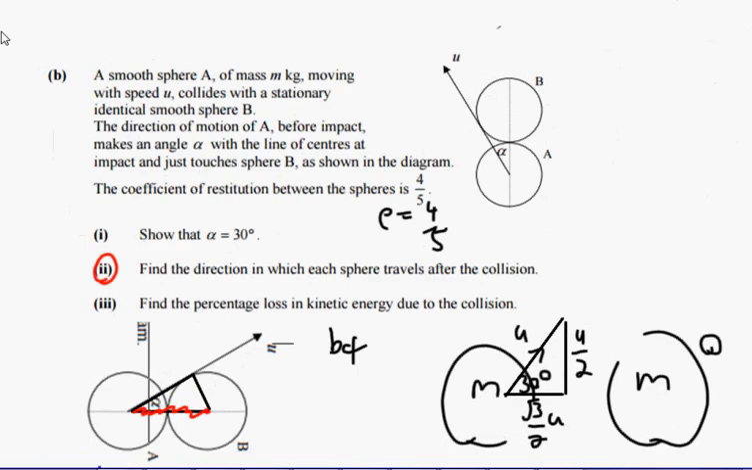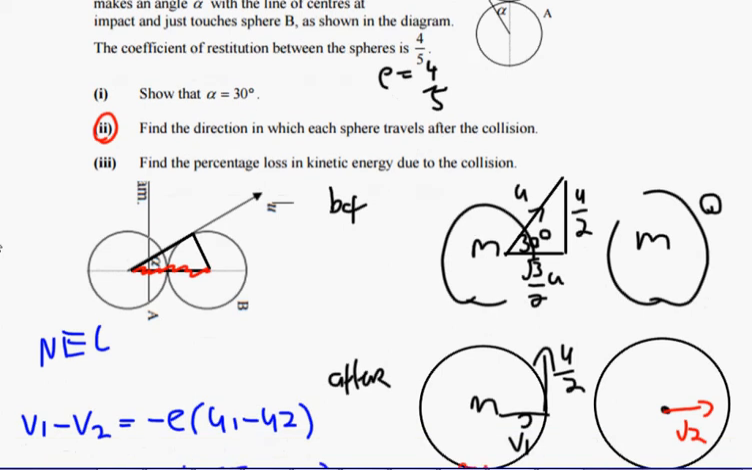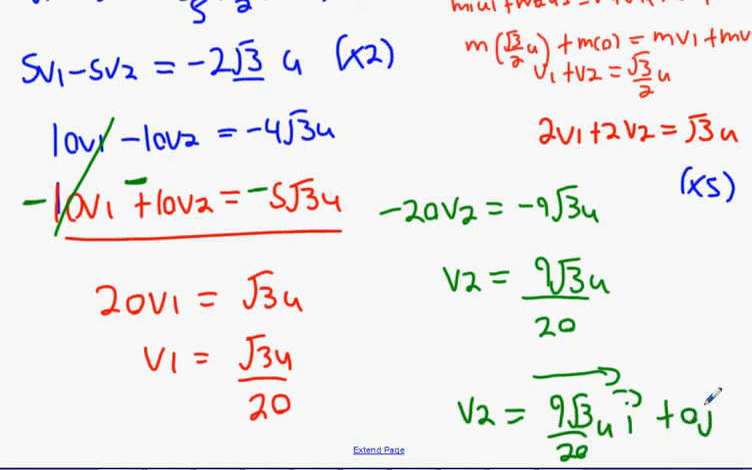Now, find the direction in which each sphere travels after the collision. The direction, okay? So phi 2 travels directly to the right, so use it as i and j components. Phi 2 equals 9 root 3 over 20 u i, meaning going directly to the right, plus 0 j, not going up or down.